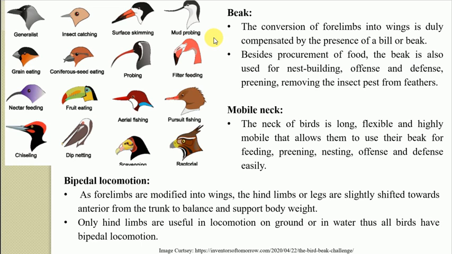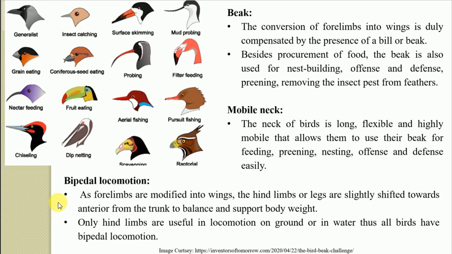Okay. Then the next adaptation is the mobile neck. The neck of the bird is comparatively long, flexible and highly mobile. So this mobile neck allows them to use their beak for the purpose of feeding, preening, nesting, offense, defense, etc. Okay, so the mobility of the neck is equally important for performing different tasks.